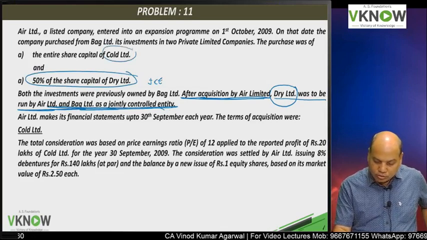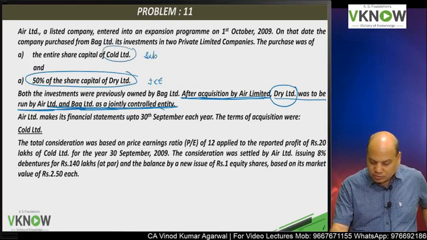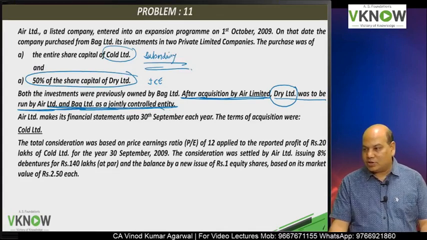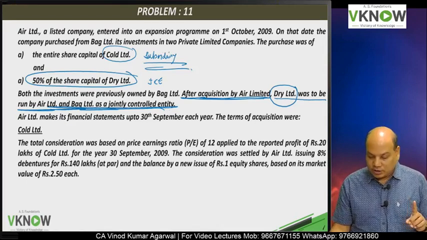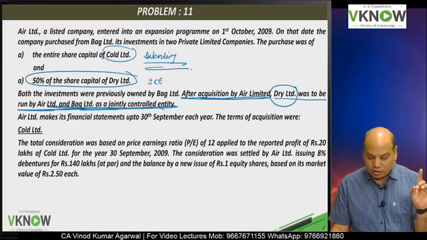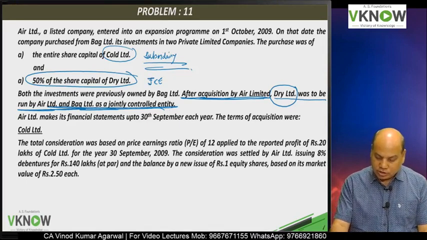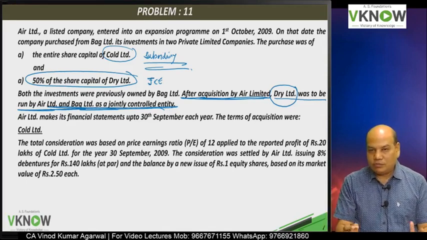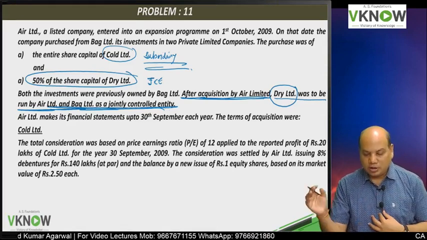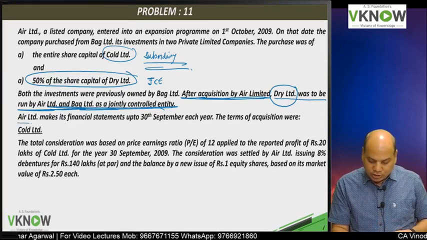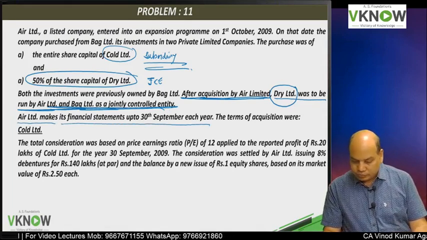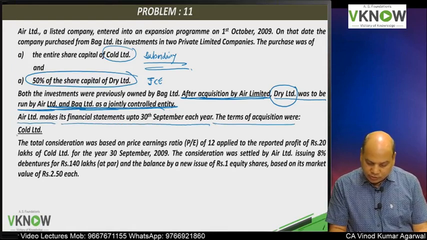And what about Cold? Cold will become a subsidiary because 100% shares are acquired. So I will summarize. Cold will become a 100% subsidiary of Air Limited and Dry Limited will become a jointly controlled entity where 50% share is held by Air and 50% is held by BAG Limited. Air Limited prepares its financial statement up to 30th September each year. The terms of the acquisition were.